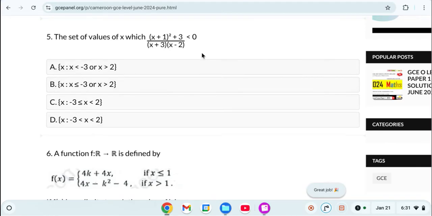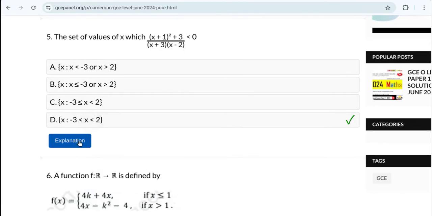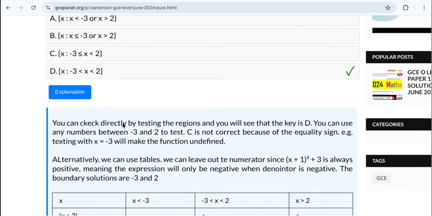Let's use 0 to test. 0 is between negative 3 and 2. If you use 0 to test, we are going to have a negative value. Yep. So the region is between negative 3 and 2. You can use the table and whatever to test. You can check directly by testing the regions and you'll see that the key is D.